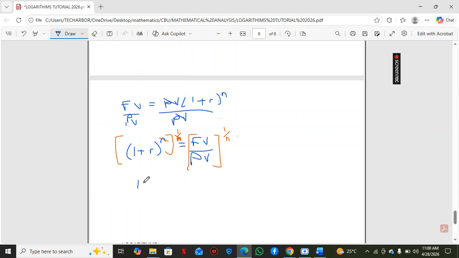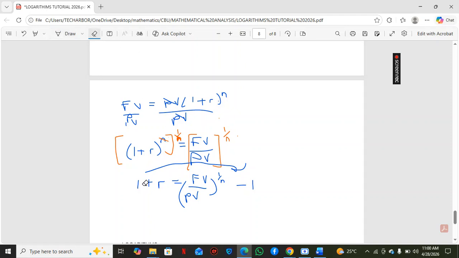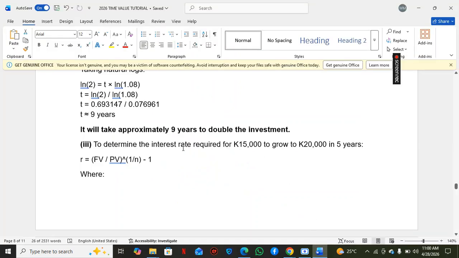So we remain with 1 plus the rate equals the future value over the present value, raised to the power 1 over n. We're trying to make r the subject of the formula. So this 1 crosses over, and to get the rate, it is the future value over the present value raised to the power 1 over n, minus 1, which is here.